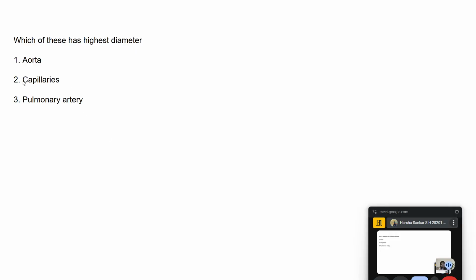Which of these has highest diameter? Aorta, capillaries, pulmonary artery. Again, it's about diameter. We already discussed. Remember that graphs were drawn per centimeter square or diameter wise. What was the one?